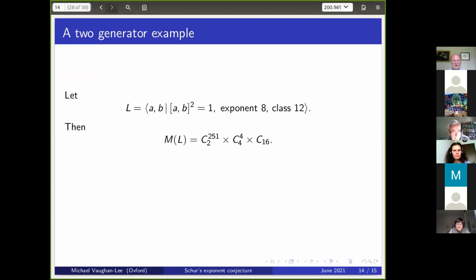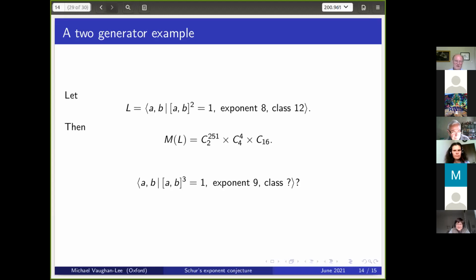And if you look at the central extension of this group, so exponent 8, 2 generators, class 12, and [A,B] squared equals 1. If you look at the central extension of that, then [A,B] has order 32 in that group, and so [A,B] squared has order 16, and so that's where the C16 in the multiplier comes from. So that's another 2-group counterexample, now in exponent 8.